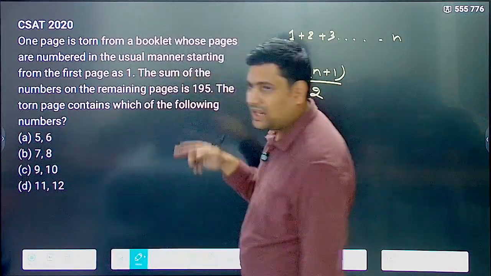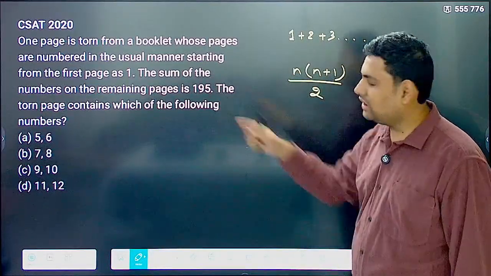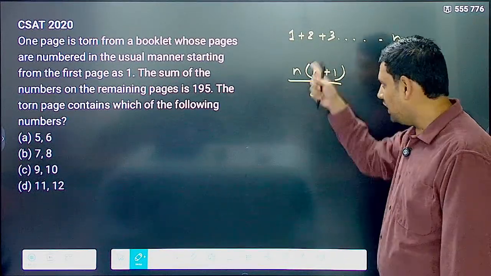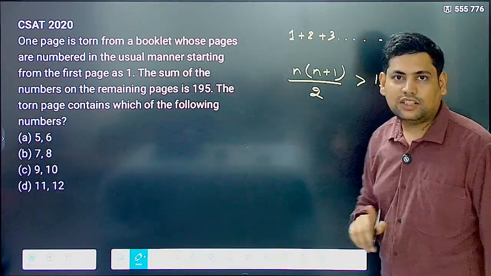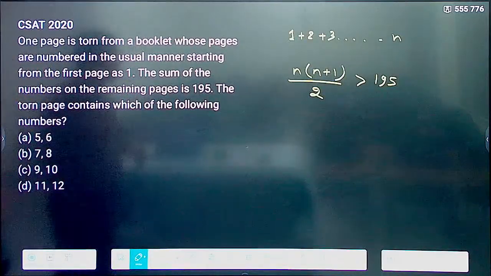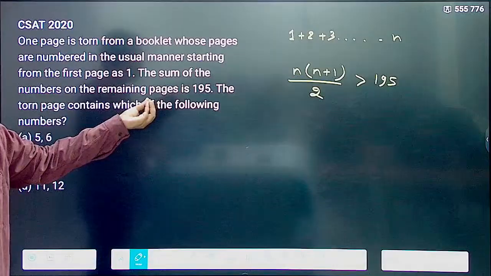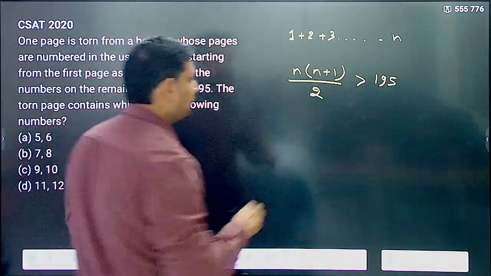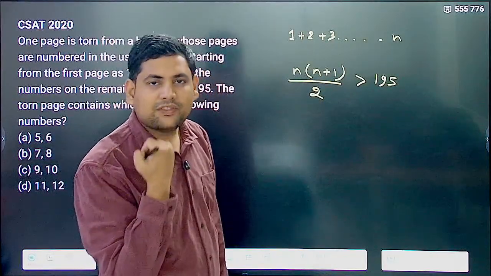Now, some pages are torn, correct? So those are absolutely not counted. That means the counting that I get is actually lower. The real count of the book is something more than 195. Can you feel this? Basically the sum of the remaining pages is 195, so the real sum would have been greater than 195. This you can feel.